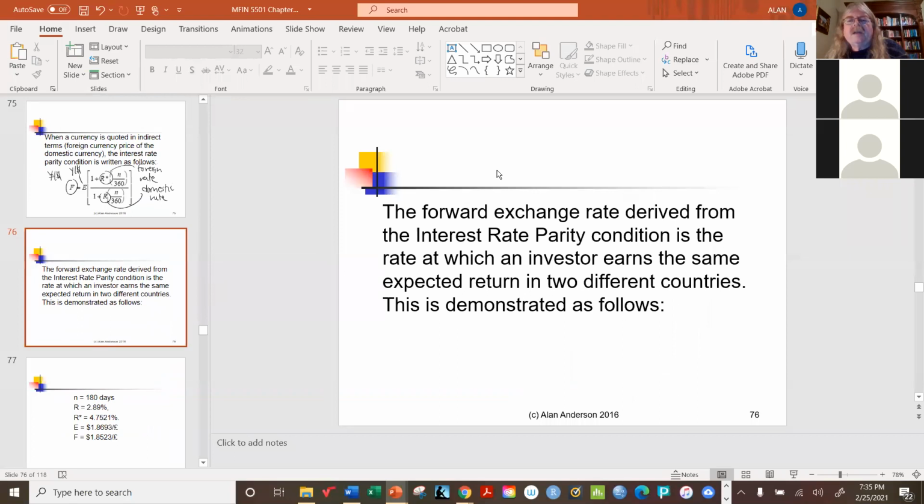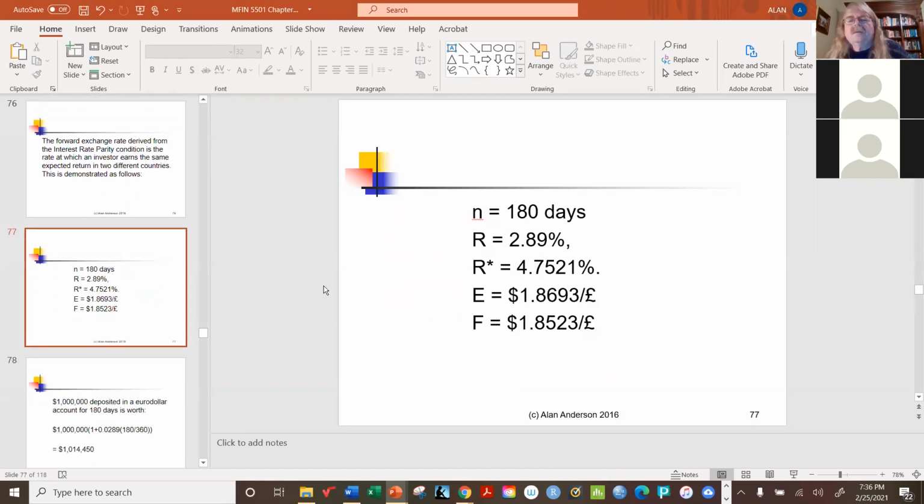The forward exchange rate, of course, is derived from the interest rate parity condition. And again, we can demonstrate very quickly and easily that if you do cover your foreign exchange risk with a forward contract and you invest at this forward exchange rate, you'll end up with the same rate of return in both countries. So I think we may have gone through this before, but let's go through it one more time because this will help us understand how the arbitrage works when it turns up. So you start out with these numbers. And again, remember, these rates are annual numbers.